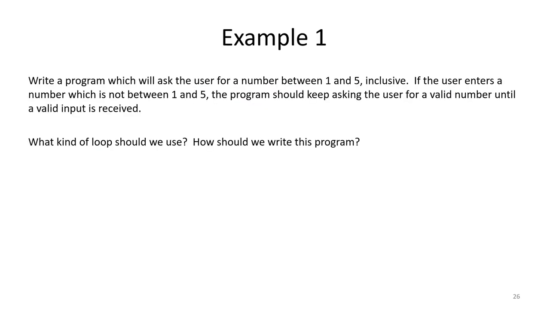So let's try a first example. Here we want to write a program which will ask the user for a number between 1 and 5 inclusive. So basically the number needs to be greater than or equal to 1 and less than or equal to 5, right? If the user enters a number which is not between 1 and 5, the program should keep asking the user until a valid input is received. So, question is, what kind of loop should we use, and how do we write this program? Try pausing the video and giving this a try.